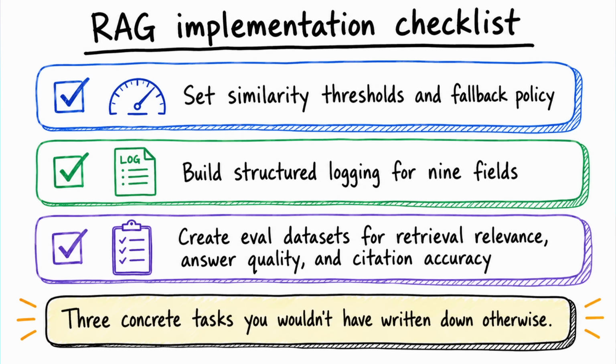When we close this diagram, we have an implementation checklist. Set the similarity threshold and fallback policy. Build structured logging for the 9 fields we marked. Create eval datasets for retrieval relevance, answer quality, and citation accuracy. That's 3 concrete tasks we wouldn't have written down if we jumped straight into code.